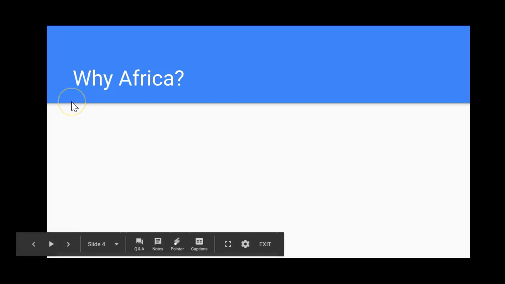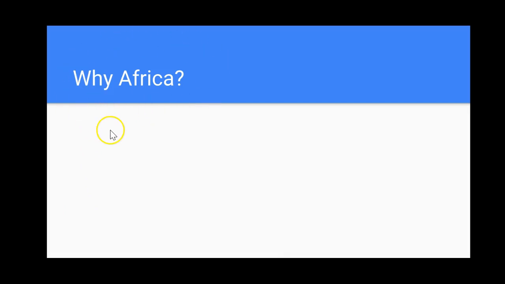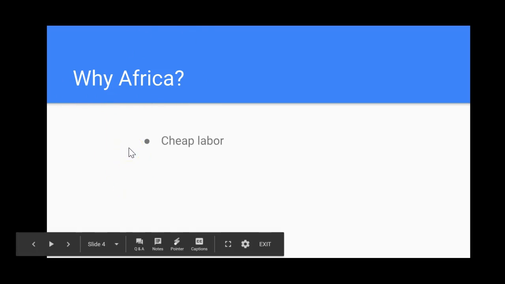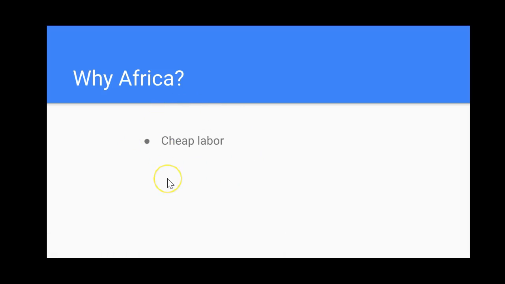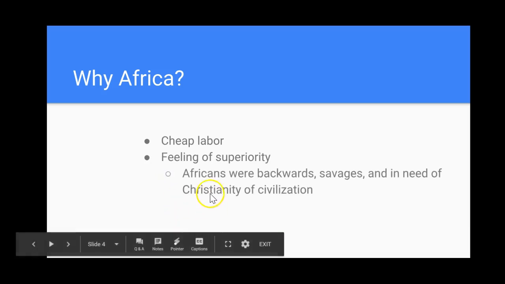Okay, guys, we are going to continue answering the question about why Europeans were choosing Africa. Another answer is that there was cheap labor, both in the form of slavery and also exploiting the African people and paying them very little or next to nothing, and putting them in dangerous conditions. There was this feeling of superiority over the Africans, because they believed that Africans were backwards, or thought of them as savages, in need of Christianity, or needing to be taught how to be civilized.